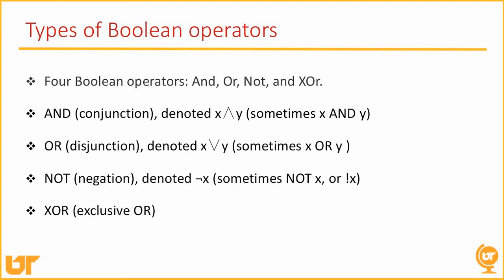Types of Boolean operators. There are three basic operators in Boolean algebra. They are AND, OR, and NOT. However, in GIS, we also often use the XOR operator, which is an exclusive OR operator. Using these operators, Boolean variables may be combined into formulas for more complex propositions. We will go over each of those four operators in this lecture.